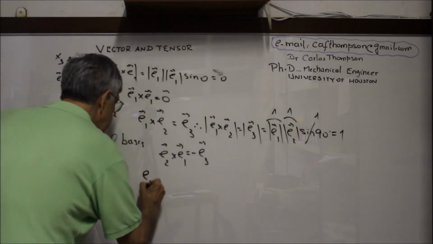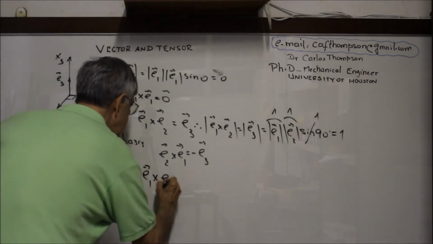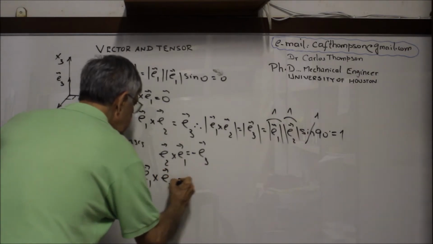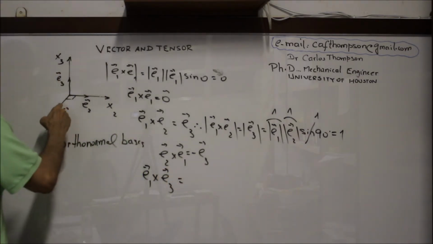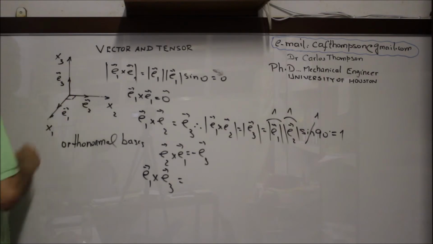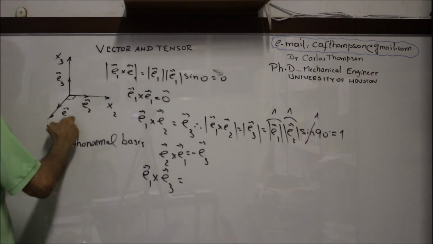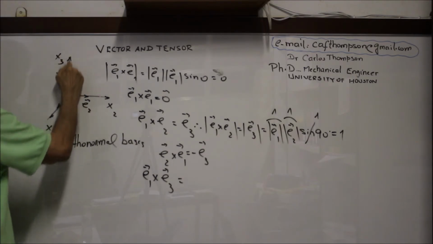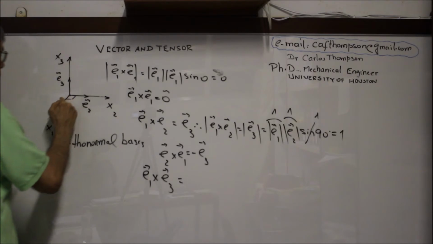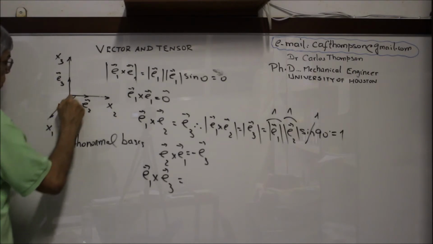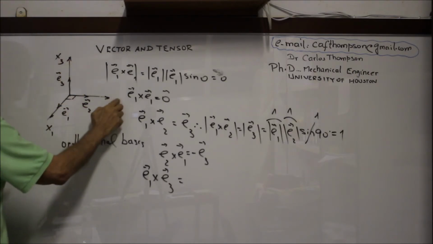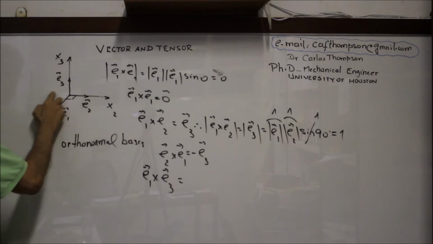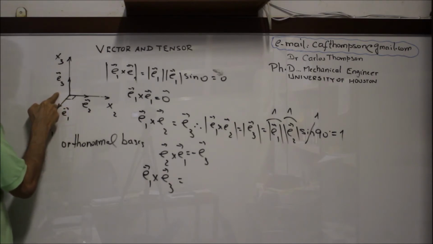E1 cross E3. Let's see it here. E1 and E3 lie in the plane x1, x3. So the straight line perpendicular to the x1, x3 plane is this line here. Now, let's see the direction.